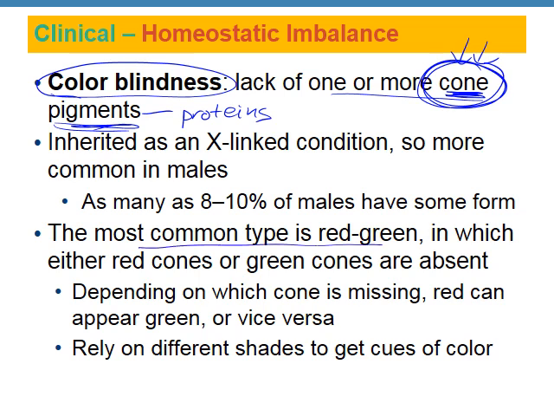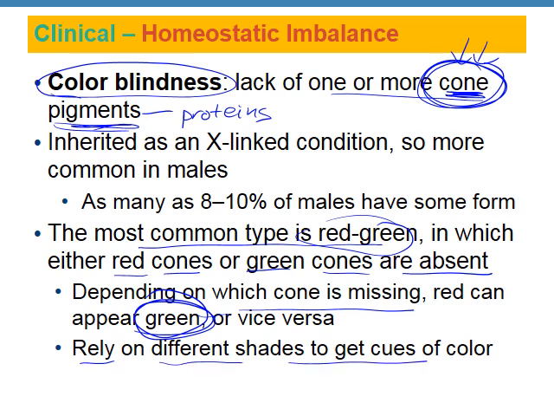So the most common type is red-green, in which either the red cones or the green cones are absent. Depending on which cone is missing, you can't see that color, right? So if you're missing the red cone, then your red is going to appear green to you. Usually people will train themselves and learn the different shades of the color, so they can tell whether it's green or red, but usually they have to learn this, right?